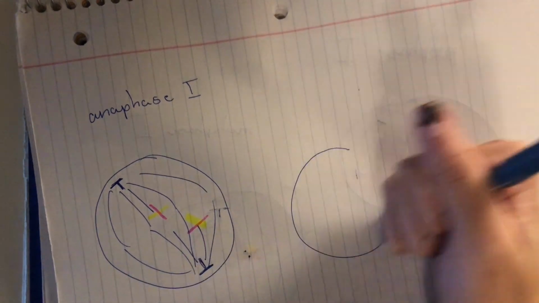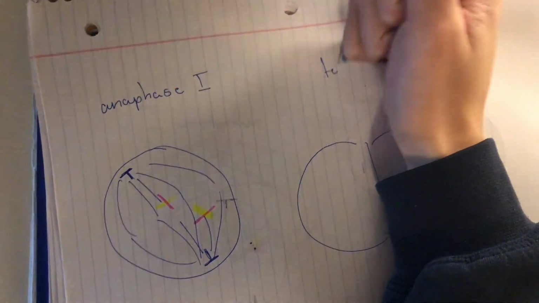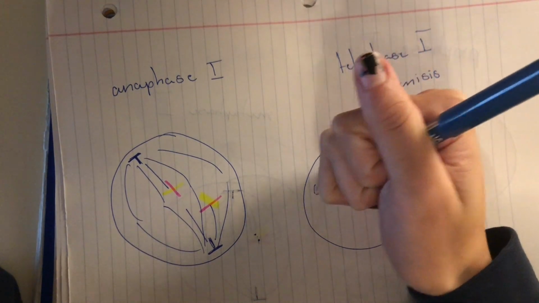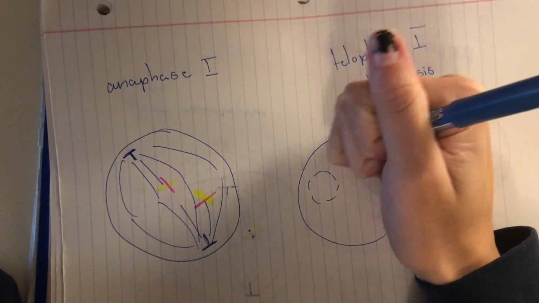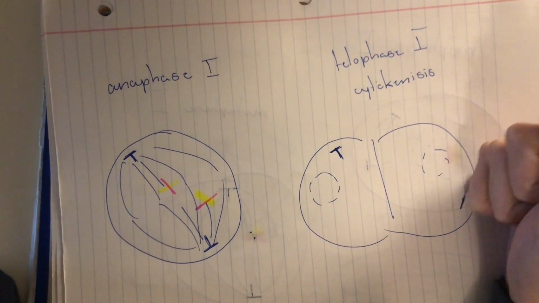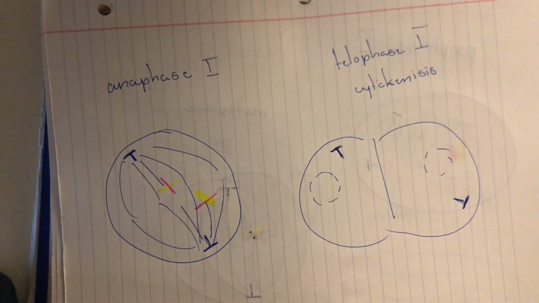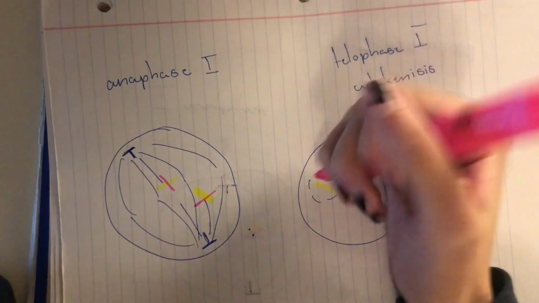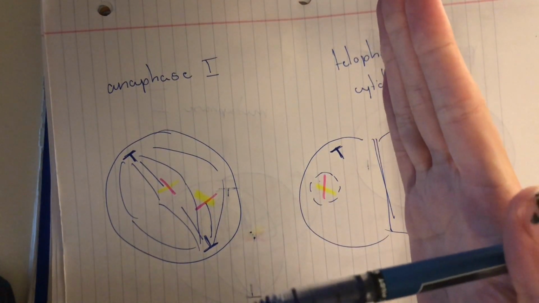Then we have telophase and cytokinesis 1. Just like in mitosis, the nuclear envelope forms. We have the centrosome on each side. The spindles have broken down because they shortened and pulled these apart. And then we have our chromosome pairs on each side. And then during cytokinesis, this cleavage furrow forms, causing these cells to split into two.